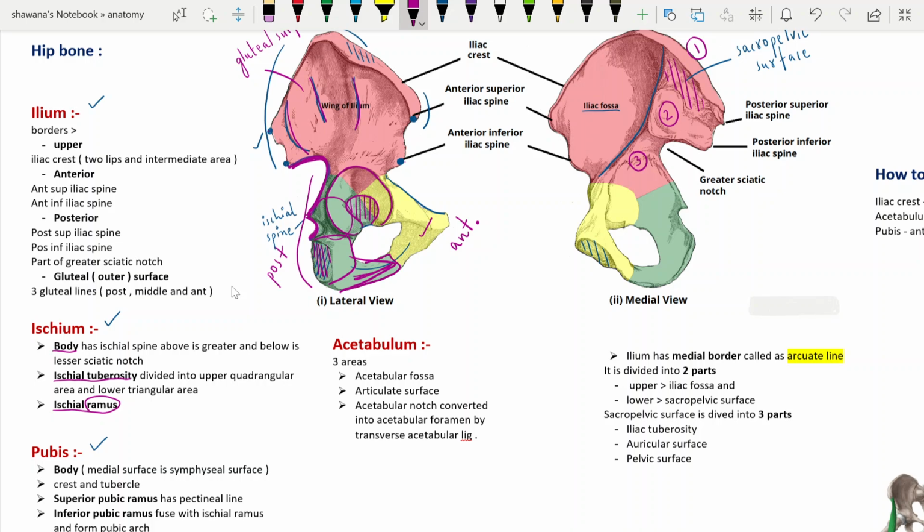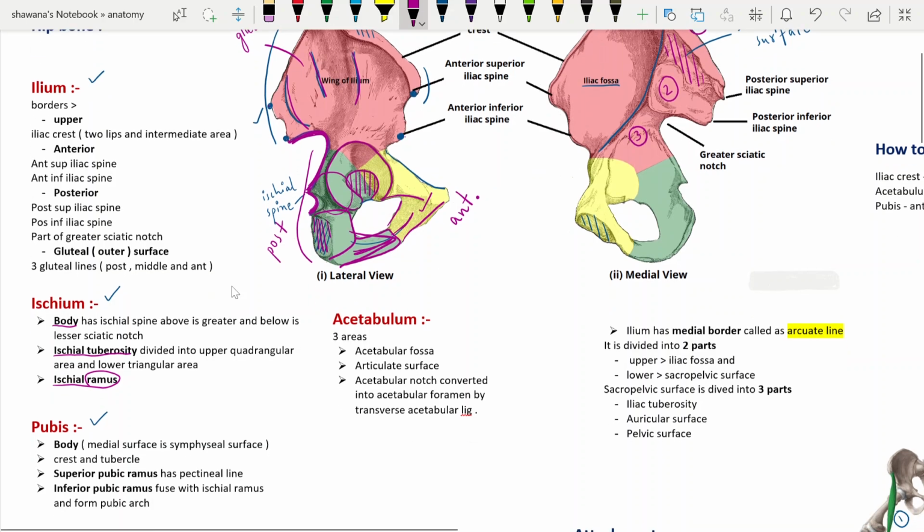This is the ischial ramus, and it is continuous with the pubic ramus. This is the inferior pubic ramus, and this is the superior pubic ramus. We'll discuss them in a second. Let's revise the ischium. It has a body, which consists of the ischial spine. Above the ischial spine is the greater sciatic notch, and below is the lesser sciatic notch. Then the ischial tuberosity, and then the ischial ramus.